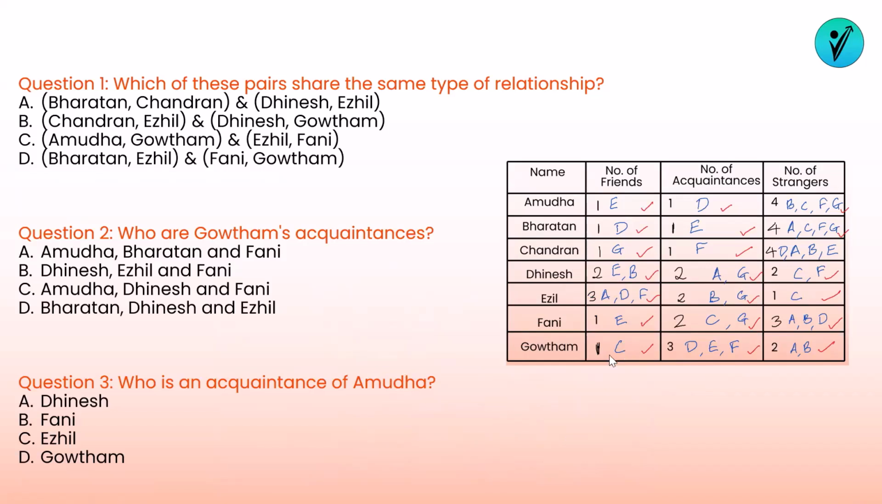This is our final diagram from everything that we have filled depending on the conditions. Let's take a look at question number 1. Which of these pairs share the same type of relationship? Let's go by the options one by one. BC, what relation do they share? BC are strangers, and DE.